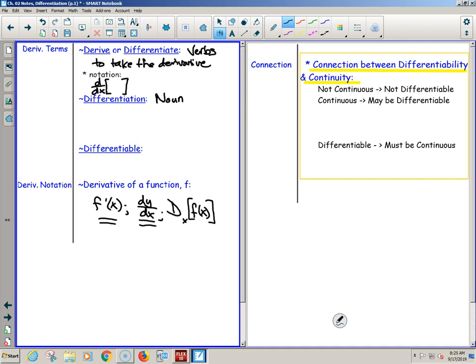Communicate is a verb. Communication is the act of that. So differentiation is the act of deriving. Does that make sense? Yes. Deriving, or, okay, we'll use the other verb, right? What's the other way of saying it? Differentiating. Oh, differentiation is the act of differentiating.